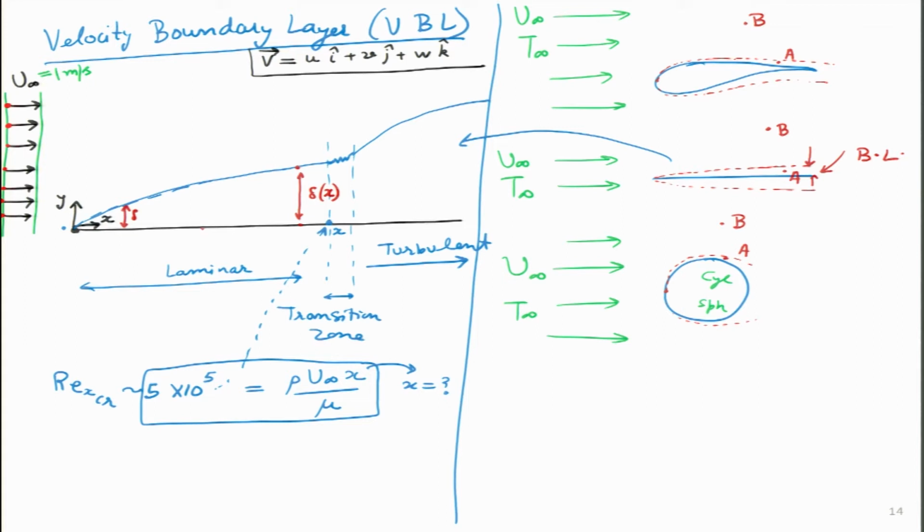Now, let me try and draw the velocity profile at this particular point. I will choose a different color. The first thing I will do is draw a straight line over here, and then let me put some points over here. This is point A, B, C and D.